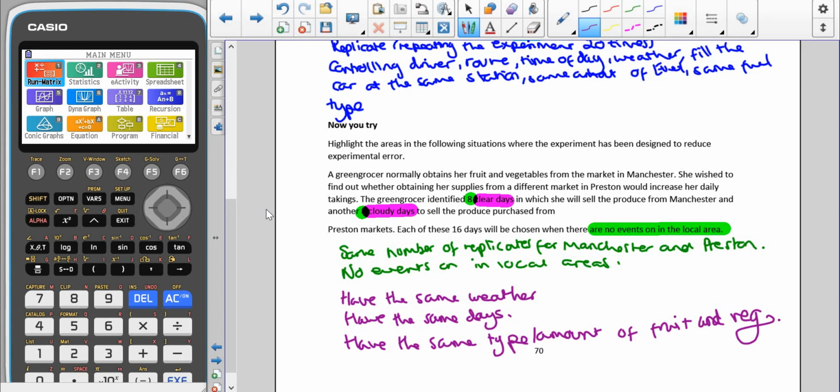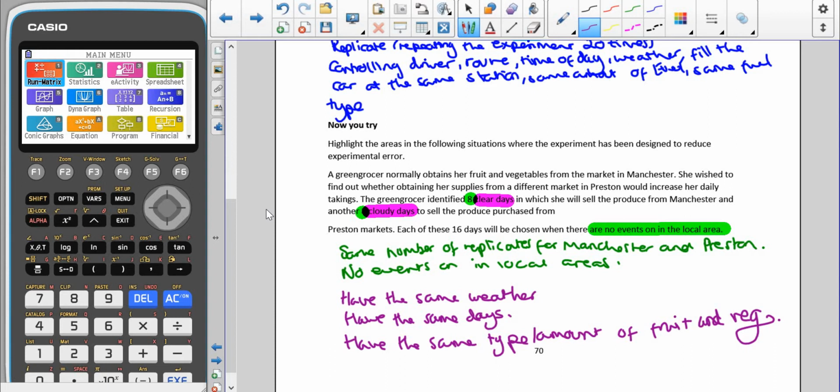However, as you can see highlighted in pink here, they've chosen 2 different types of weather. So it's always going to be clear when they're selling the Manchester stuff, and it's always going to be cloudy when they're selling the Preston stuff. So we wouldn't know if it was the fact that it was from Manchester or the fact that it was from Preston that was affecting the difference in sales, or the change in weather. So my first suggestion is to have the same weather for when you're selling them from Manchester and from Preston.